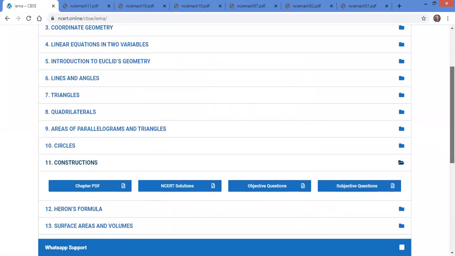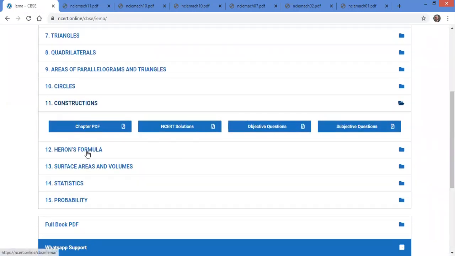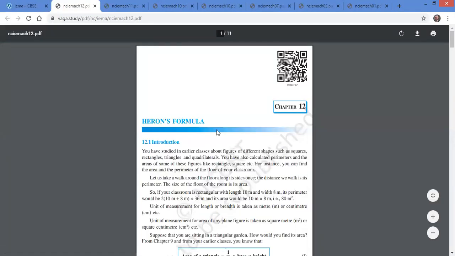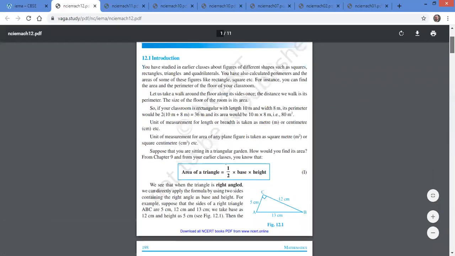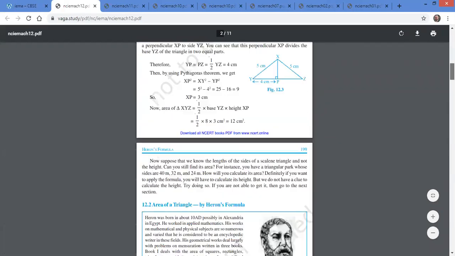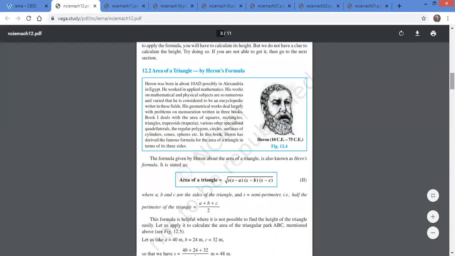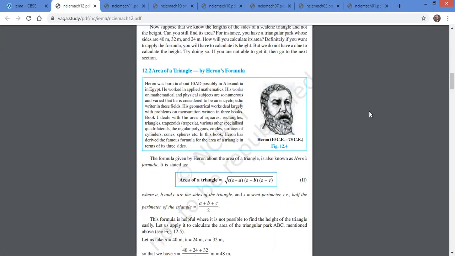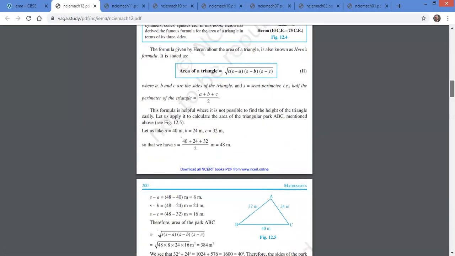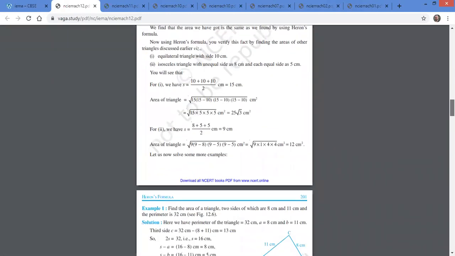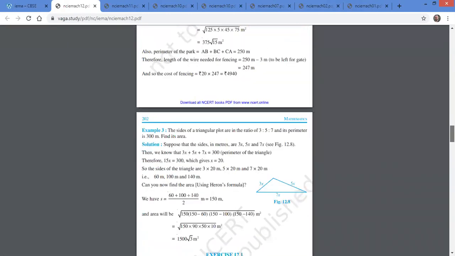Then we come to Heron's formula. In Heron's formula, one big change has come. Heron's formula is basically a formula to find the area of triangles, but in the second exercise they had extended it to quadrilaterals. So this is Heron. He was a Greek mathematician born in Egypt, and he was responsible for giving Heron's formula. Whenever 3 sides of a triangle are given, we can easily find the area.